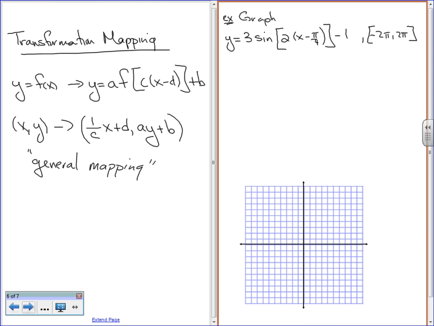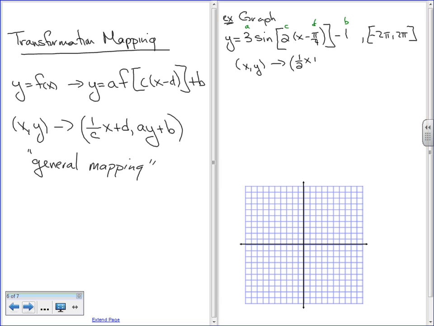Okay, so the first thing I want to do is write down the general mapping. So the general mapping is each critical point of sine is going to become a new point. 1 over c, so 2 is my c value. So this is my a value, my c value, my d value, and my b value. So 1 over c is 1/2 times x added to my d value, which is pi over 4. My a value is 3, multiply that by y, and subtract off my b value.